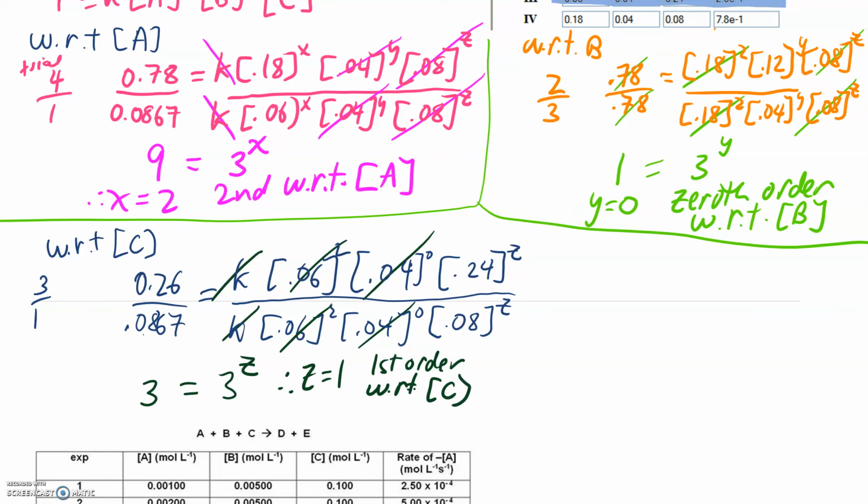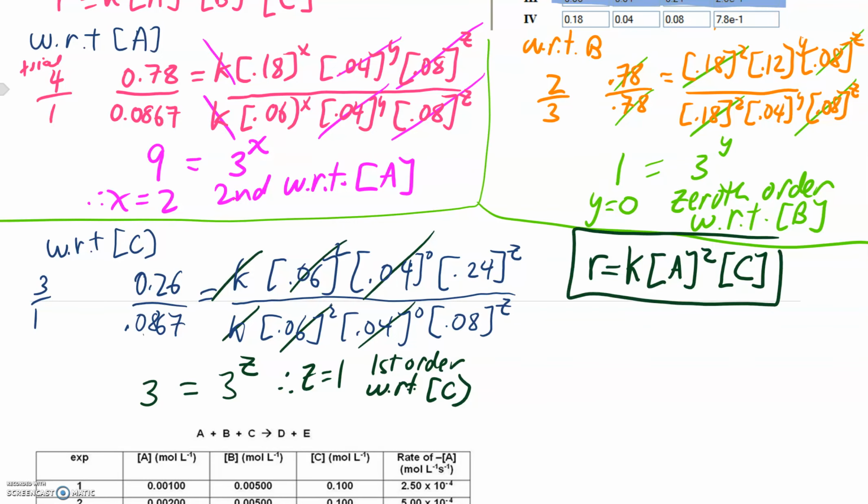Now it feels like you've done enough work to finish everything, but you have to make sure you state the answer. So the rate law, the formula, is rate equals k times A squared, because it was second order with respect to A. It's 0th order with respect to B, so I don't put it in the equation, and it's first order with respect to C.